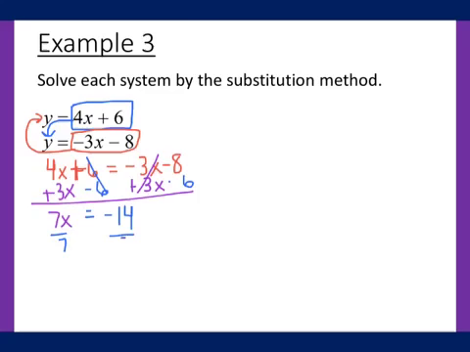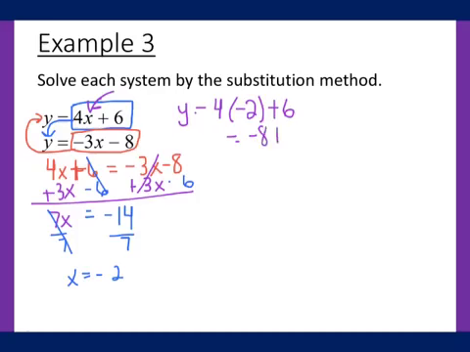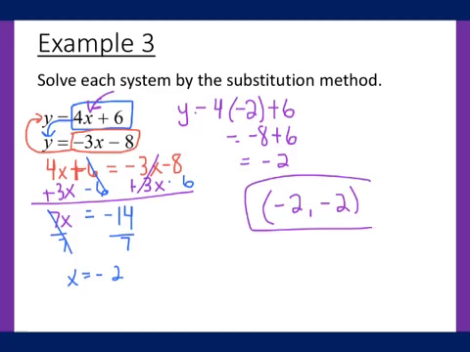So divide by 7 on both sides, and x equals -2. In this case, it doesn't matter which one I plug this x back into, the first or second one. So y equals 4 times -2 plus 6. That's -8 plus 6, which is -2. So our point is (-2, -2).